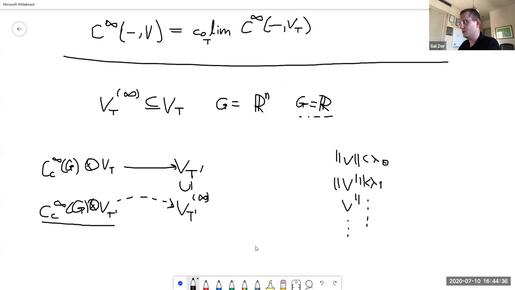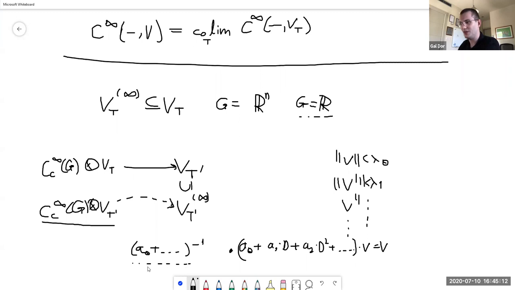You want to write some differential operator. So a zero plus a one times derivative plus a two times derivative squared. So this is some differential operator. So you want to say something like this times v times the inverse of this operator is equal to v. So the inverse of this operator is going to be something that's well defined, because it's a smooth thing. This is going to be the smooth function, and you just want this operator to have a well defined product with v.